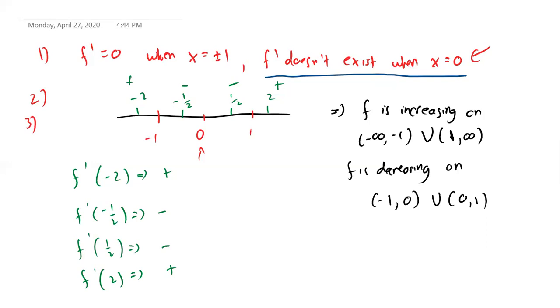Now we can also read off local maximums and minimums here, because this is basically the same process you're going to do to find local maximums and minimums. You find where the derivative equals 0 or doesn't exist, plot it on a number line, test values in each interval, and then wherever the sign of your first derivative changes, that's going to be a local max or local minimum.